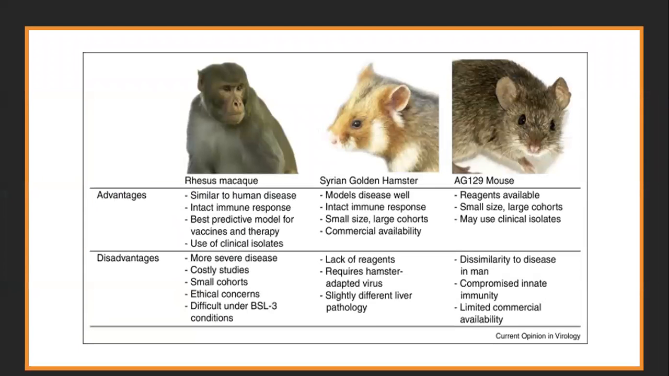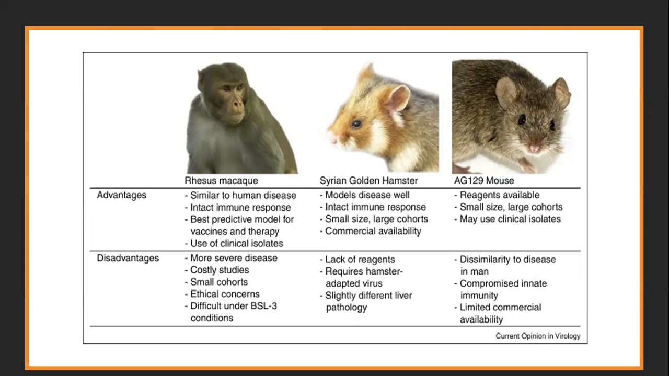So what are the examples? So we have the rhesus macaque. So it is a monkey. Then we also have the Syrian golden hamster and the AG129 mouse. So these are the animals that are used for animal models. So what are the advantages of the rhesus macaque monkey?